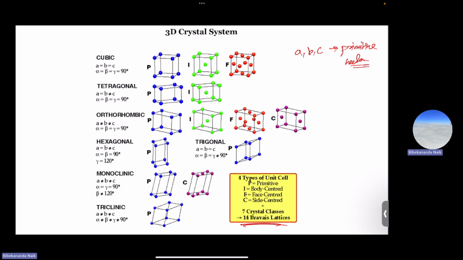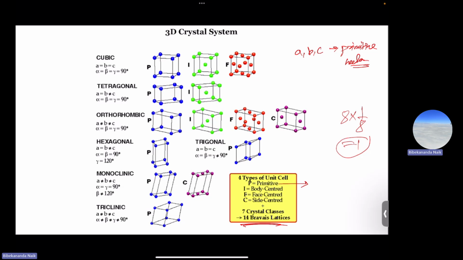And in case of cubic, as you all see, P stands for primitive. Primitive cells are those cells for which the effective number of atoms is 1. So the atoms are present only at the corners and they are not present at the walls or inside the crystal structure. So in case of primitive, as there are 8 atoms at 8 corners, each atom is shared by 8 crystals. So it will be 8 into 1 by 8 equal to 1. So the total number of atoms in a unit cell is 1. So this is called a primitive.